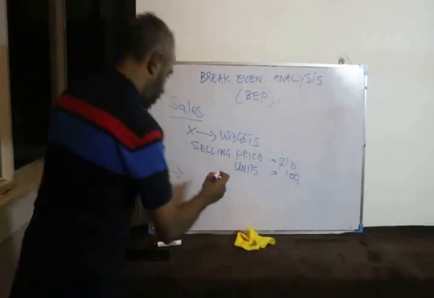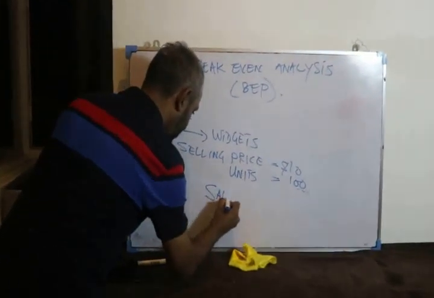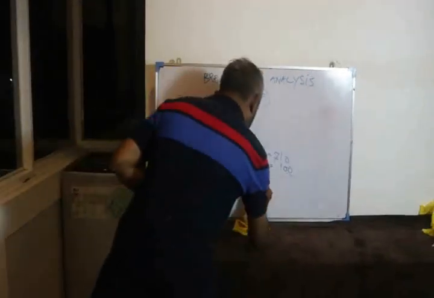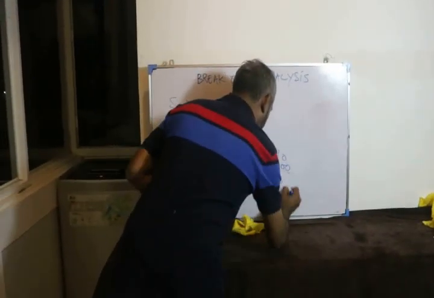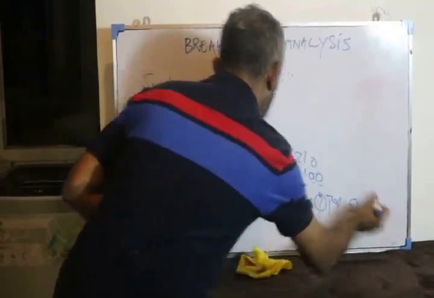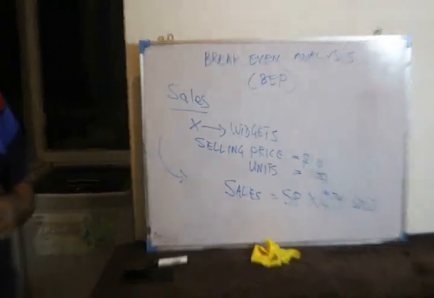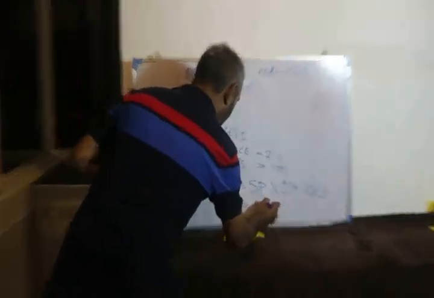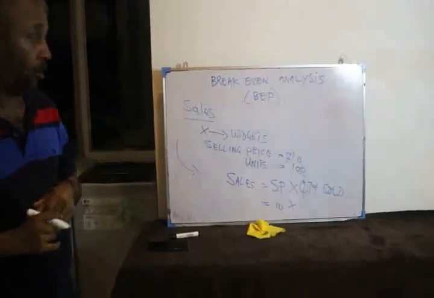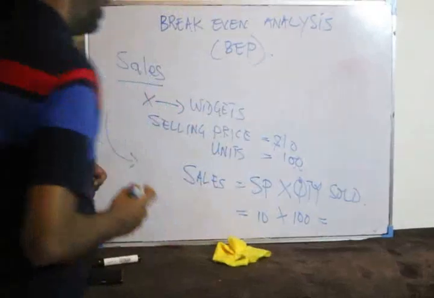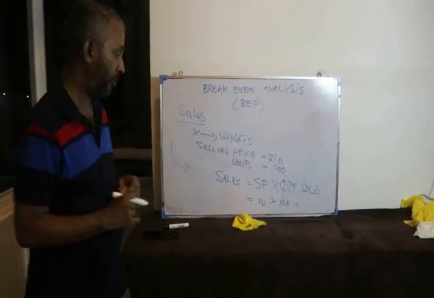The number of units company X sells is 100. Therefore, are we in a position to calculate sales? Sales will be equal to the selling price multiplied by the quantity we sold. A simple formula. Now we know the selling price is equal to $10 and the quantity we sold was 100. So simply we are generating a revenue, or sales, of $1,000.